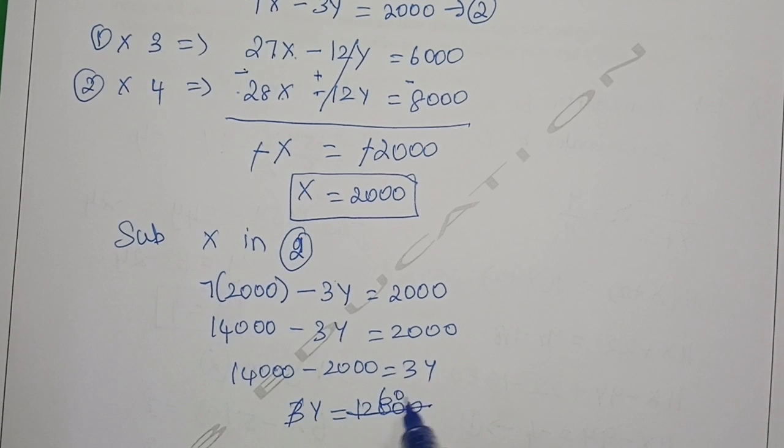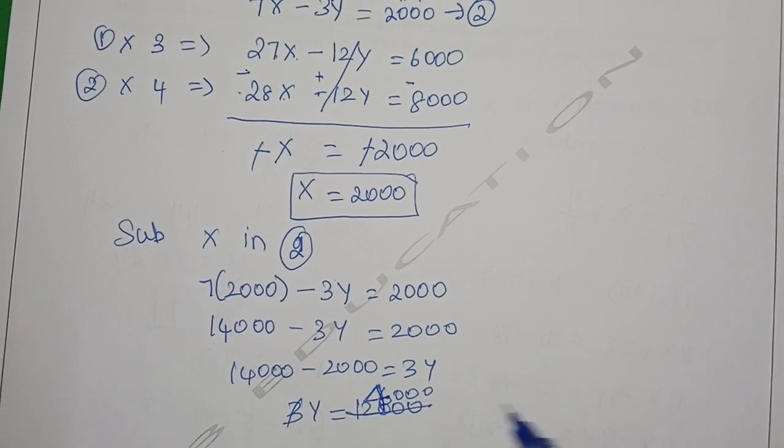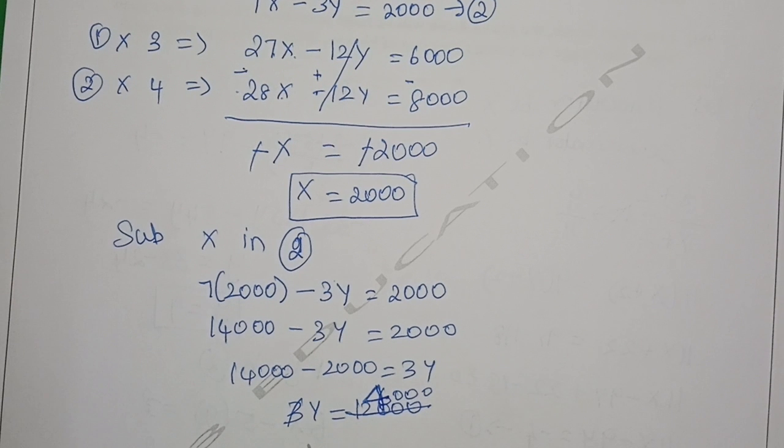Cancelling, we get, sorry, 3 4s are 12, so 4,000. Therefore, y is equal to 4,000.